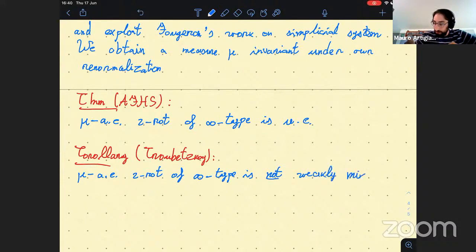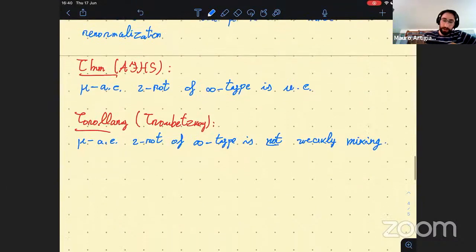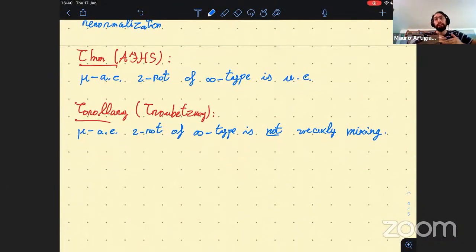Because basically what happens is that Trubetskoy in his recent work showed that almost every double rotation, so if there is an invariant measure, almost every one of these is not weakly mixing. Sorry, let me say it differently. It shows that if you take a double rotation, then they always admit a non-weakly mixing measure. And then if you only have one invariant measure, that has to be not weakly mixing. Okay, sorry, I made a bit of a mess, but I hope that the second time was clear.